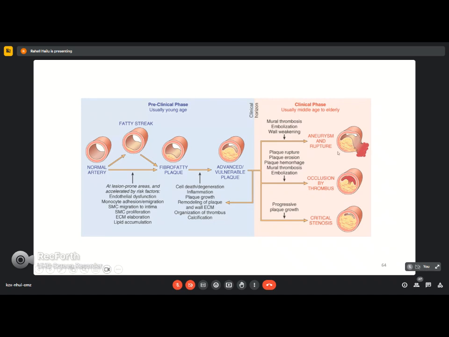In the clinical phase, it's usually due to acute complications. It could be due to aneurysmal rupture, or occlusion by the formation of a thrombus, or in the case of critical stenosis. We call it critical stenosis if more than 70% of the lumen is occluded by the atherosclerotic plaque. And all of these clinical phases, as you can see, are due to that vulnerable plaque. So it's important to distinguish between these two.